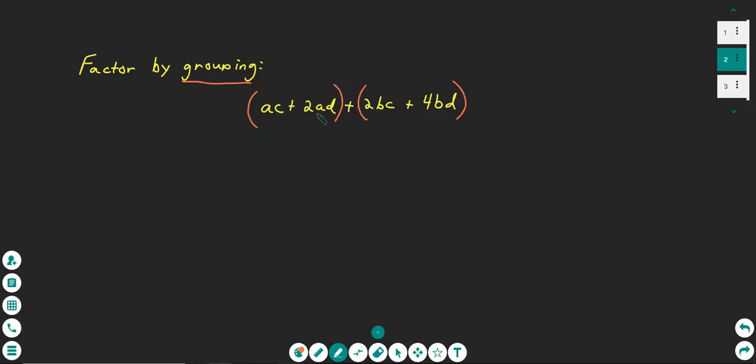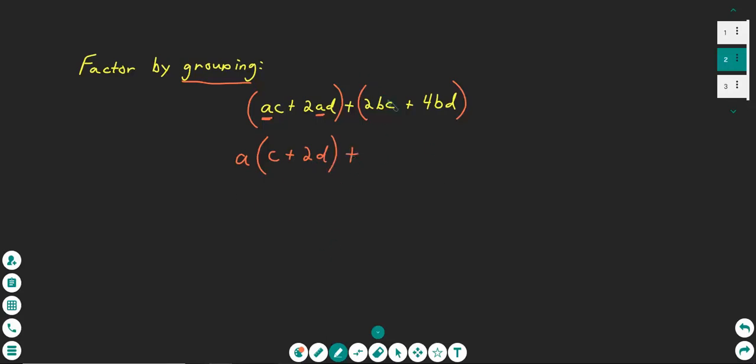So what's common in the first term, or first set of terms, I should say? Well, the a is, right? The a is common in both terms. Is there anything else that's common? No, just the a. So we're going to pull that a out, we're going to factor it out, and we'll be left with the c plus 2d, right? There we go. We're done with the first one. Now let's go to the next one.